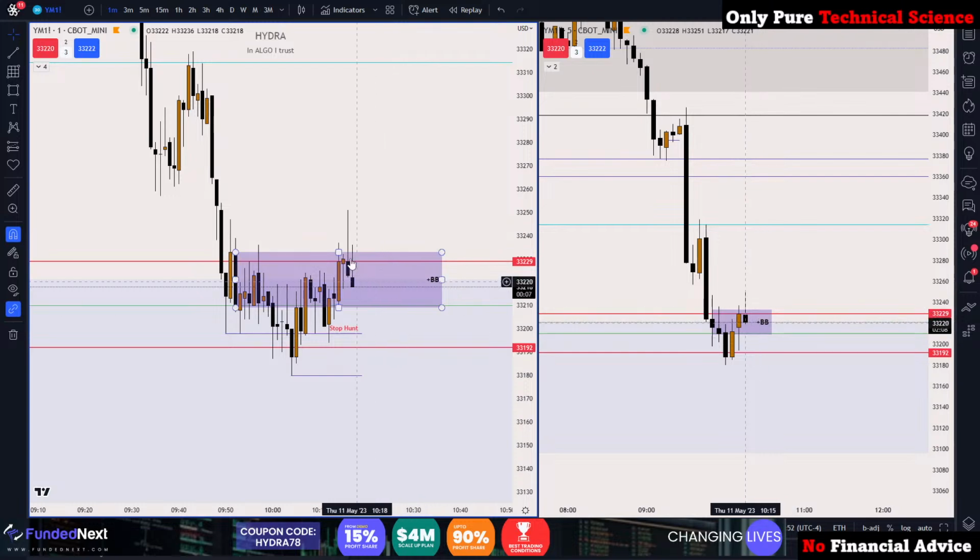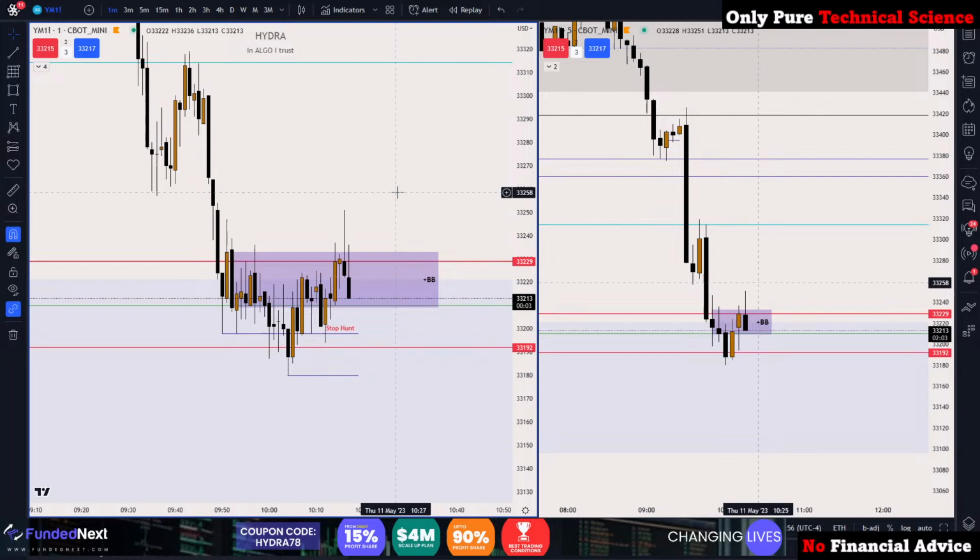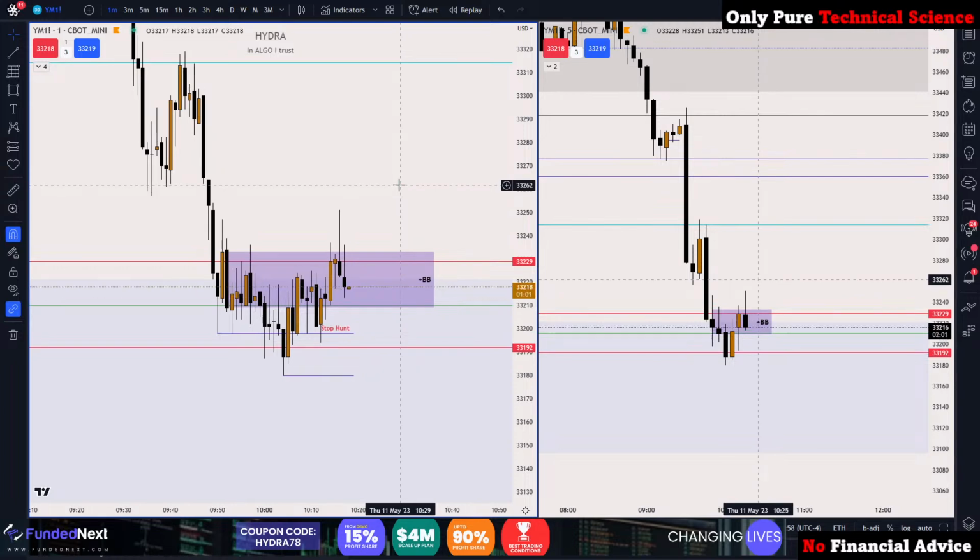So I don't think I'll push the button here in this breaker block. Rather, I'll just wait and see what price does. This setup is not clean to me.